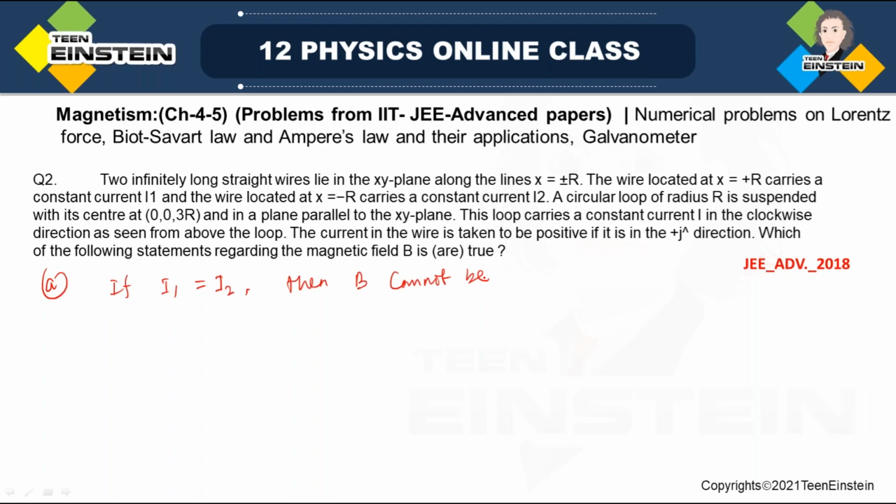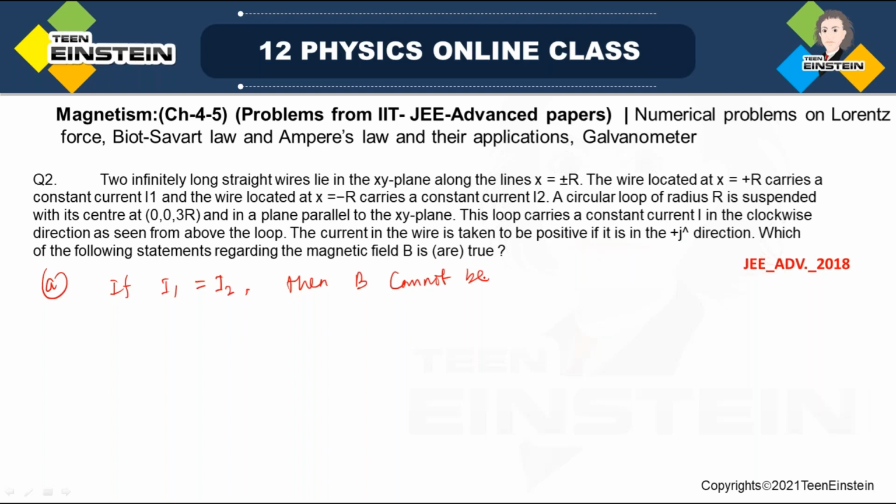Now the third option says, with the same condition, if I1 is less than 0 and I2 is greater than 0, that means one is positive and another one is negative, then the magnetic field at the origin will be 0. So that is the option.